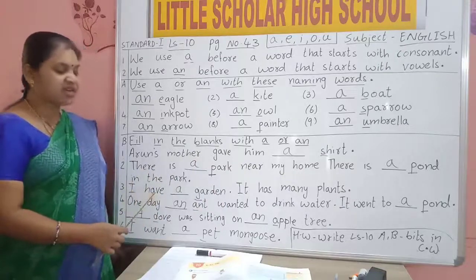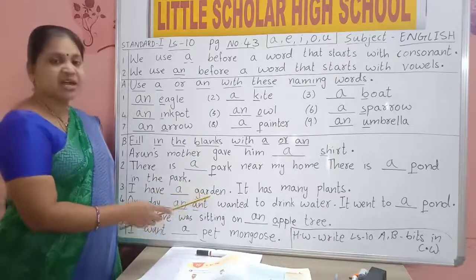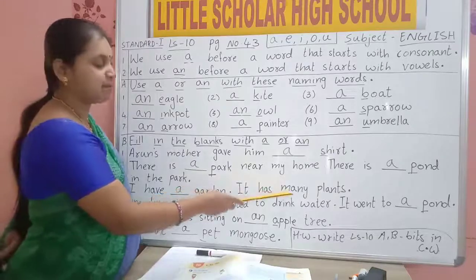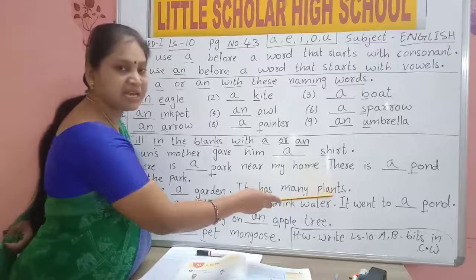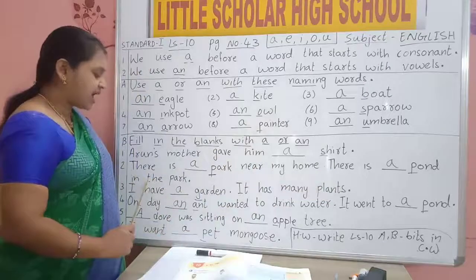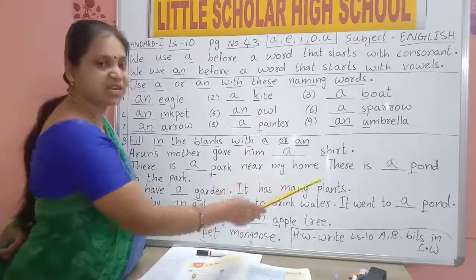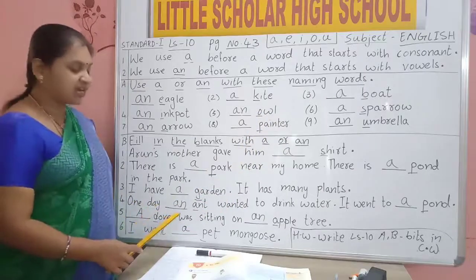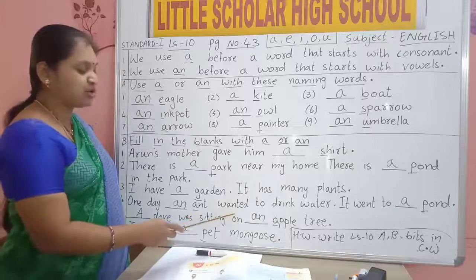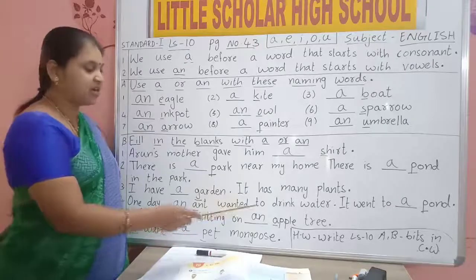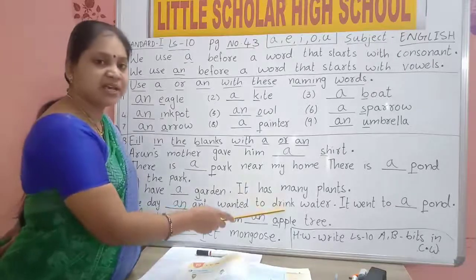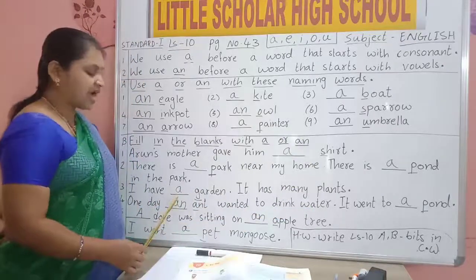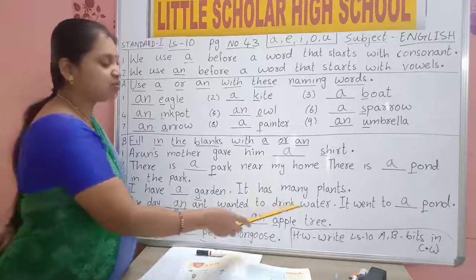I, H-A-V-E, have, a, G-A-R-D-E-N, garden. It has many plants. I have a garden, it has many plants. Next, O-N-E, one, D-A-Y, day, an, A-N-T, ant, W-A-N-T-E-D, wanted, to, D-R-I-N-K, drink, W-A-T-E-R, water. One day, an ant wanted to drink water.